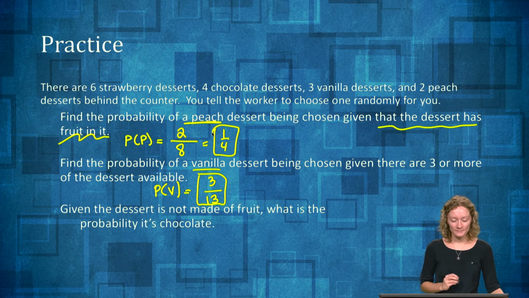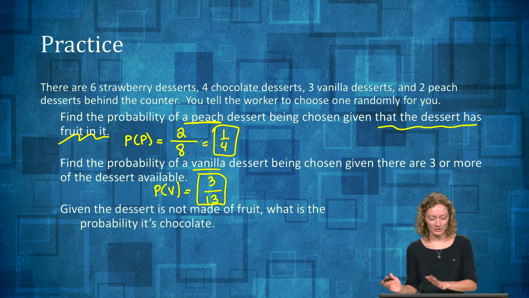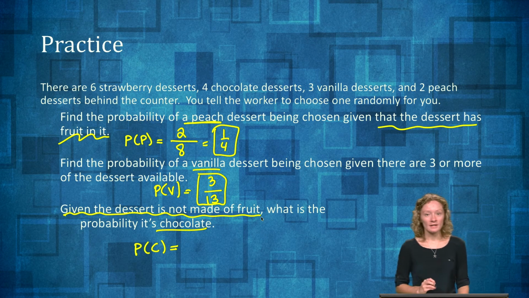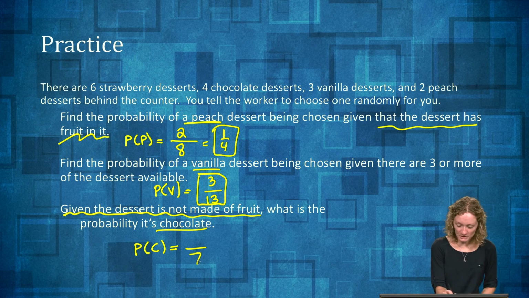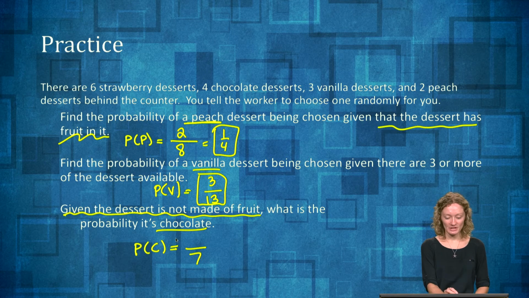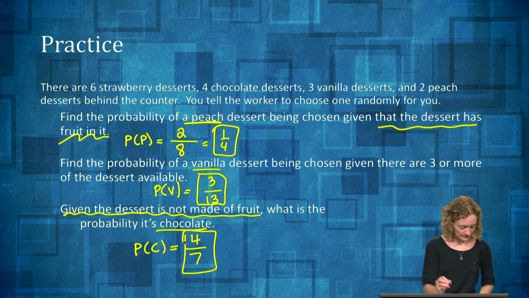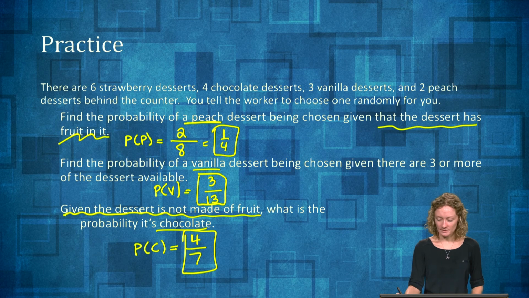And then the last question: given the dessert is not made of fruit, what's the probability that it's chocolate? So you say, pick one for me, but I don't really like fruit. So then they're going to go either chocolate or vanilla. What's the probability that it's chocolate? The given tells you the denominator, not made of fruit, which means it's chocolate or vanilla. So there are 7 options. Of the 7, how many meet the criteria of being chocolate? 4 of the 7. And that's where it simplifies.